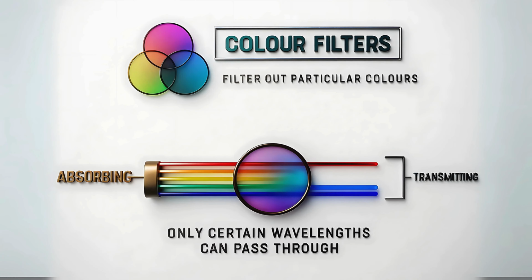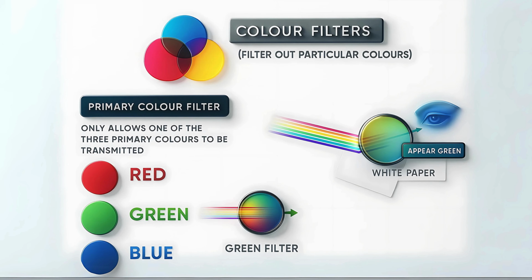Now let us examine color filters, which are designed to selectively block certain wavelengths of light while allowing others to pass through. These filters are used to manipulate color perception and are common in photography, theater lighting, and science experiments. They function by transmitting only specific wavelengths and absorbing all others. Primary color filters are those that allow just one of the three primary colors, red, green, or blue, to pass through. For example, if white light, which contains all wavelengths, passes through a green filter, only the green wavelengths will get through, and the rest will be blocked.